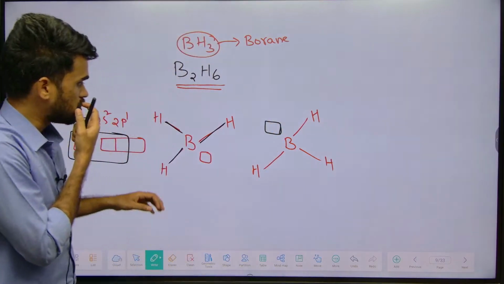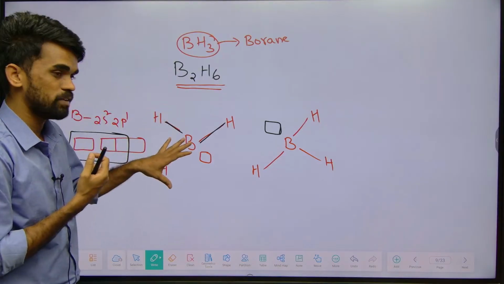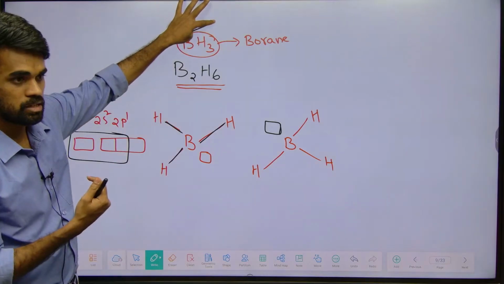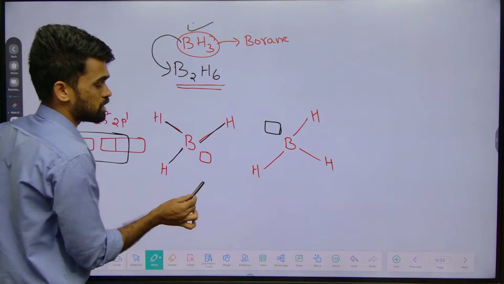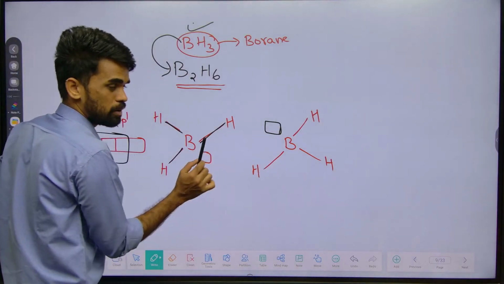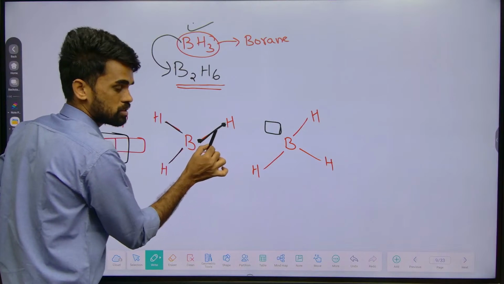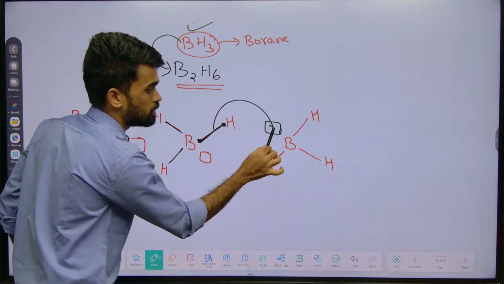Okay, so due to this electron deficiency, only 6 electrons are there now. Due to this electron deficiency, borane won't exist individually like this. It tries to dimerize into this form. For that purpose, to this empty orbital, the sigma bond contains how many electrons? 2 electrons. All sigma bonds contain 2 electrons. These are also shared to this empty orbital.